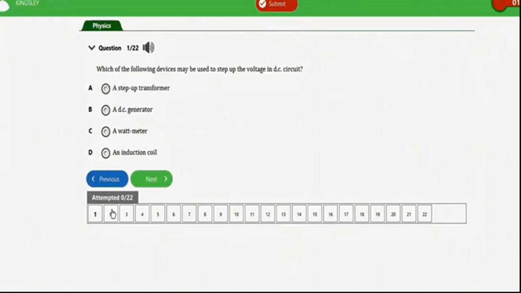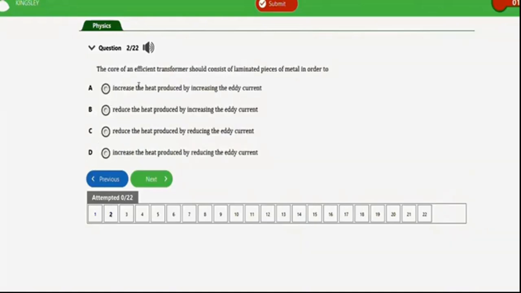The next repeated question will be this one. It says a core of an efficient transformer should consist of laminated pieces of metal in order to increase the heat produced by increasing the AC current, reduce the heat produced by increasing the AC current, reduce the heat produced by reducing the AC current, increase the heat produced by reducing the AC current. So the right option to this question will be option C, which is reduce the heat produced by reducing the AC current. That's the right option.